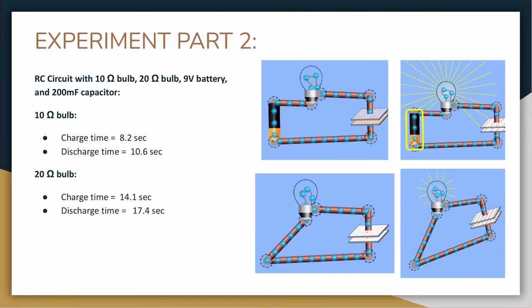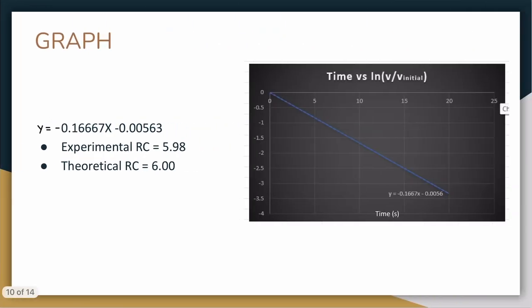In part 2, we had an RC circuit with a 10 ohm bulb, a 20 ohm bulb, a 9 volt battery, and a 200 mF capacitor. The 10 ohm bulb is represented by the top, and we have a charge time of 8.2 and a discharge time of 10.6. The 20 ohm bulb is on the bottom, and we have a charge time of 14.1 and a discharge time of 17.4.